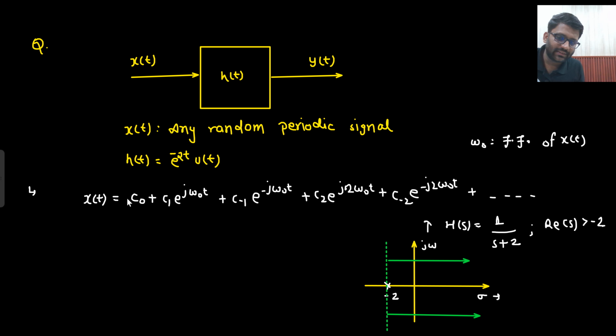So if I say this is my c naught, is c naught an eigenfunction or not? Because c naught can be written as c naught into e to the power 0 t. And what is the value of s naught? It is 0, which will be lying here.